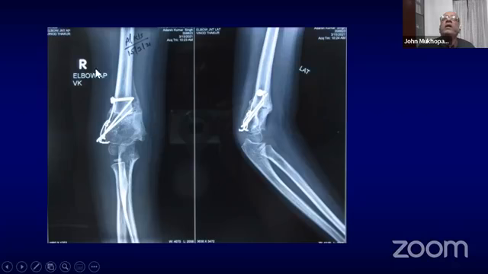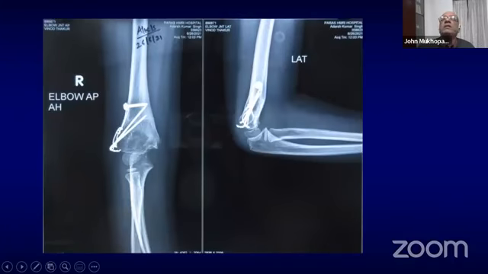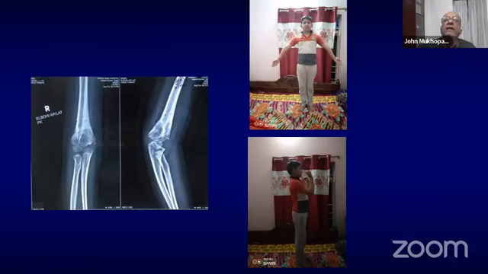You can see how it's remodeling nicely over a period of time. There you can see it's now nicely corrected, and that is his final follow-up where the implants have been removed and he's got a satisfactory range of motion and a good cosmesis at the end of it.